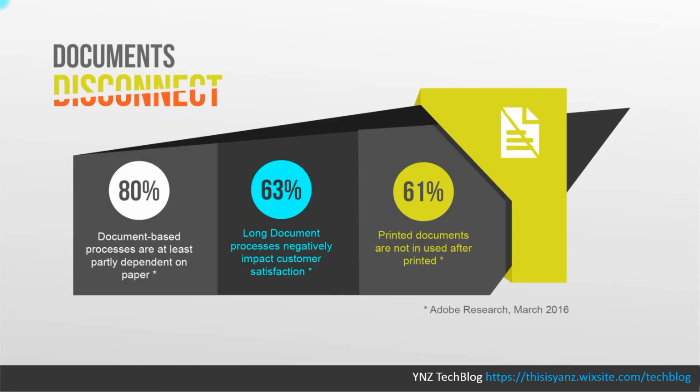So we see the term document disconnect. Based on the Adobe survey, 80% of document-based processes are at least partly dependent on paper. So we see 80% of our business is depending on paper. This means storage, this means cost, and this means the document disconnect pain point. If we can reduce, we do not say we can eliminate it at all. If we can reduce at least 20 or 30% of that, it will help your business much.